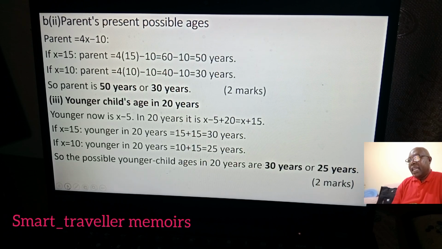(iii). The younger child's age in 20 years. The younger child now is x minus 5. In 20 years, it is x minus 5 plus 20, which is x plus 15. If x equals 15, the younger child in 20 years will be 15 plus 15, which is 30 years. And if x is equal to 10, the younger child in 20 years will be 10 plus 15, which is 25 years. So the possible younger child ages in 20 years are 30 years or 25 years.